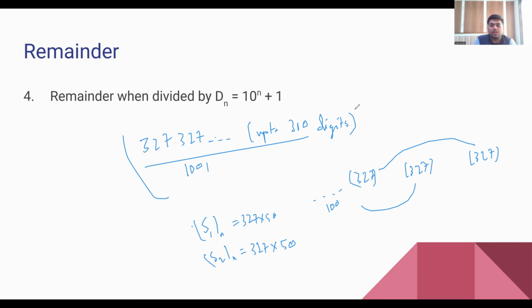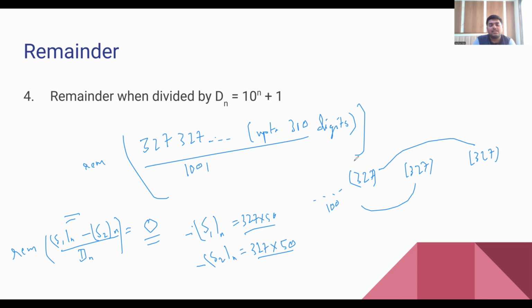Now, the remainder of this is equal to remainder of this minus this. So S1 of n minus S2 of n divided by dn. So since the numbers are equal, the difference will be 0 and the remainder will also be 0 here. So for such questions, you can use this particular method for solving it.